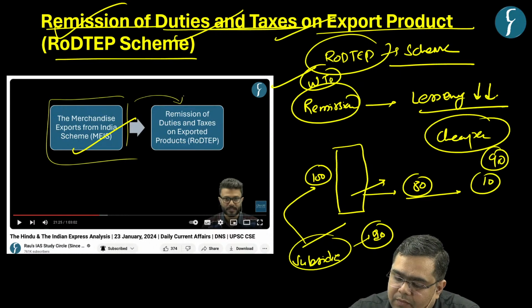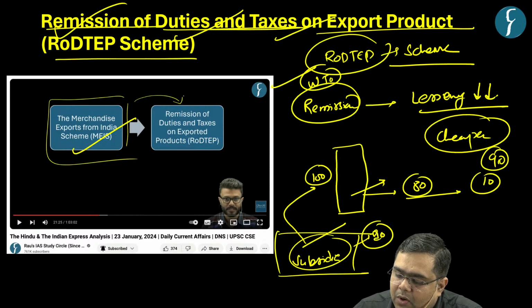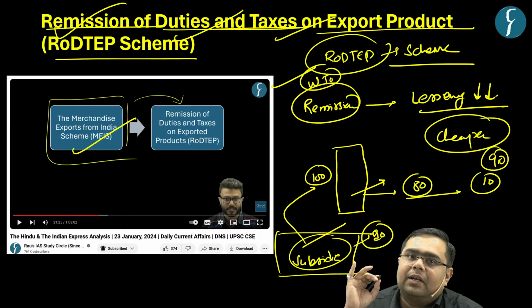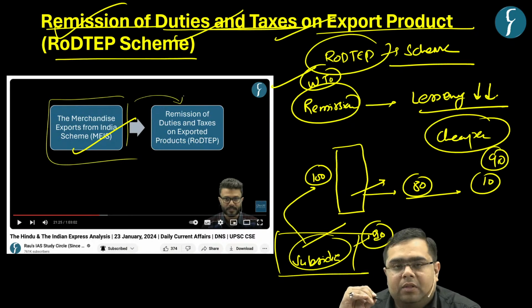In the context of the RoDTEP scheme, because these subsidies were distorting the trade, we came up with the concept of remission of duties and taxes. Since we cannot give subsidies, the government came up with an idea: let us remit the taxes and duties on the export product. And this could be done because this was legally compliant as per WTO rules.